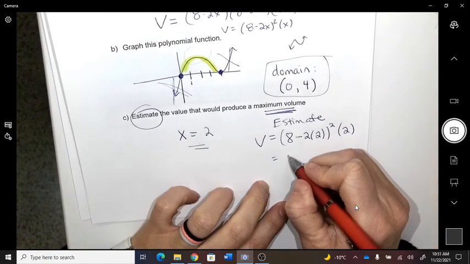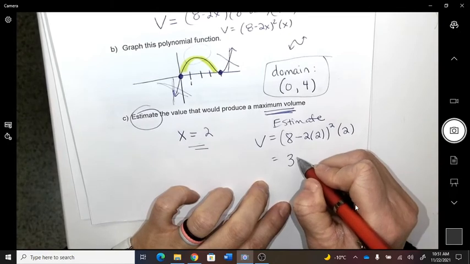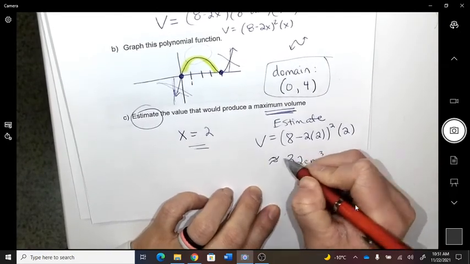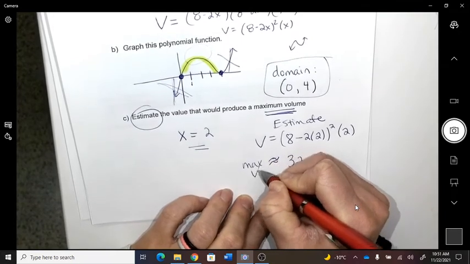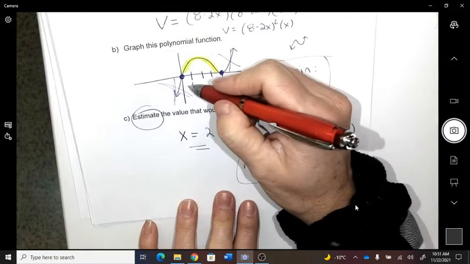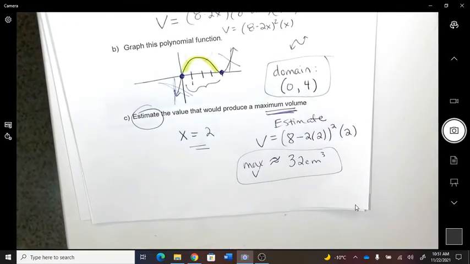And what did we get? 32? Okay, it's just an estimate. So I usually just pick, again, the x value that's halfway in that zone, right?